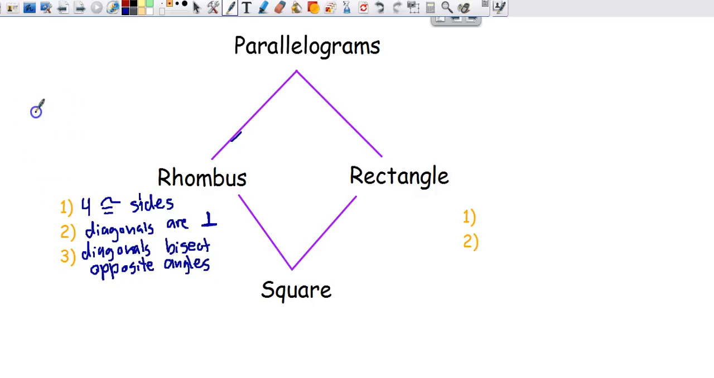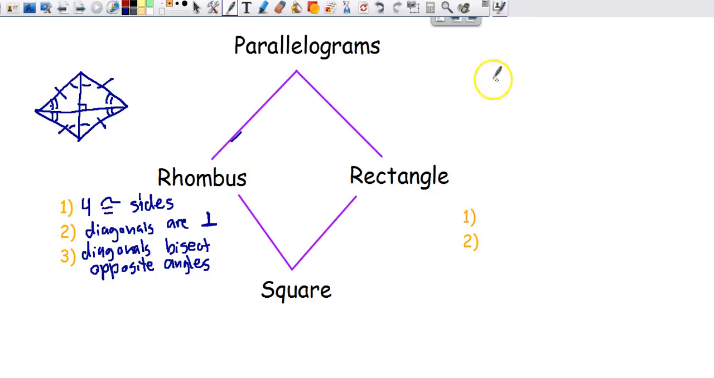So a picture of a rhombus will look like this. It'll be a parallelogram. All of these will be congruent. Your diagonals will cross at 90 degrees. And those 4 angles are going to be congruent to each other. These two are congruent. These two are congruent. Same thing here. That's what it means when it says diagonals bisect opposite angles.